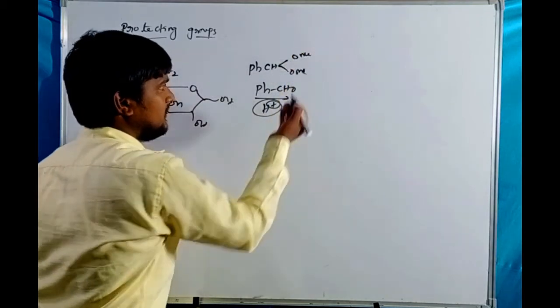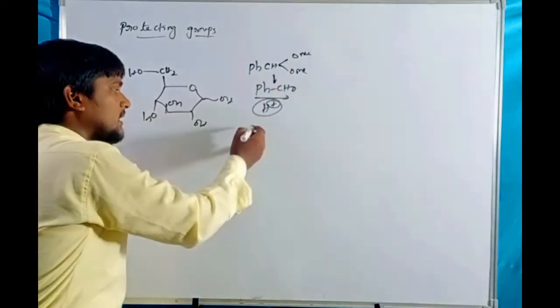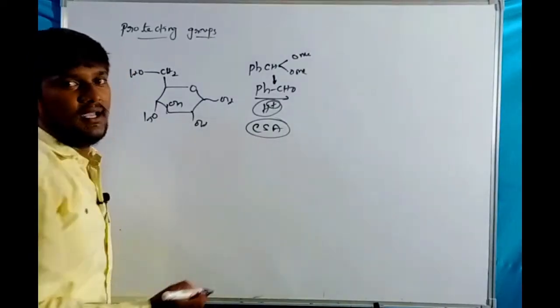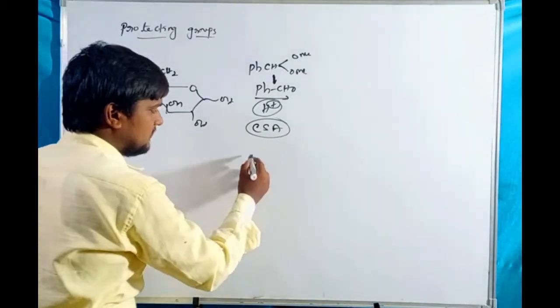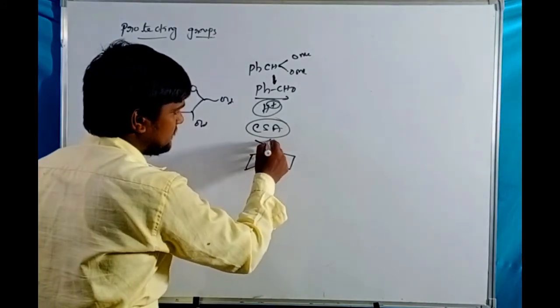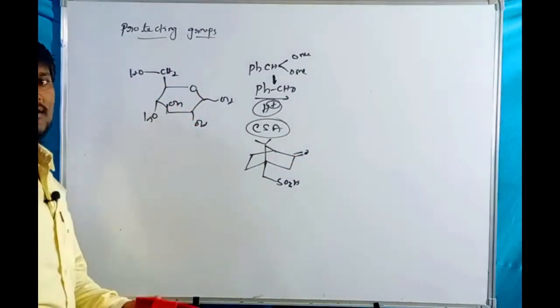Okay, so whenever it undergoes the hydrolysis reaction, it gives the benzaldehyde only in the presence of CSA, camphor sulfonic acid. So this is the structure of camphor sulfonic acid. Okay, now here this is the compound, camphor sulfonic acid.